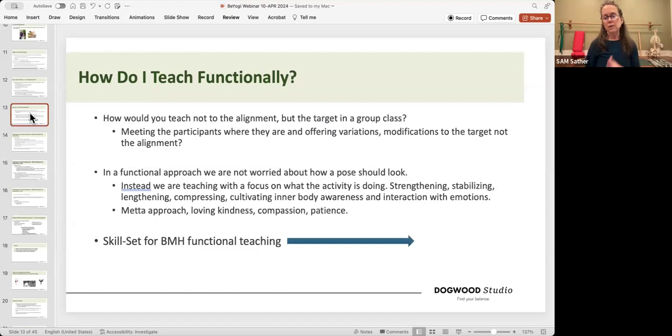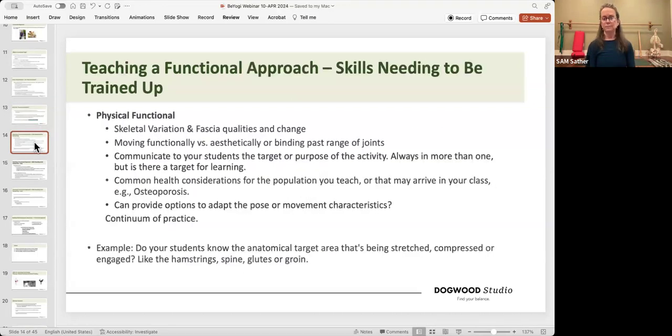So how do we do this? How do we actually not teach to alignment and teach to the target in a group class? Individually, group class, however you teach, there's a skill set for sure. There's a skill set depending on what you're doing functionally, because you can functionally work on strengthening, stabilizing, lengthening, purposely compressing at joints, cultivating inner body awareness, interactions with our emotions, and noticing how we're interacting with our compassion towards others and self.